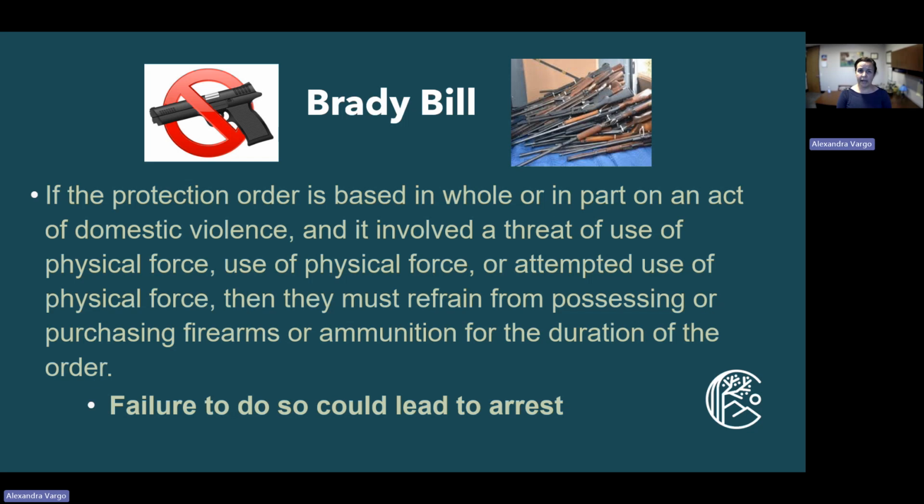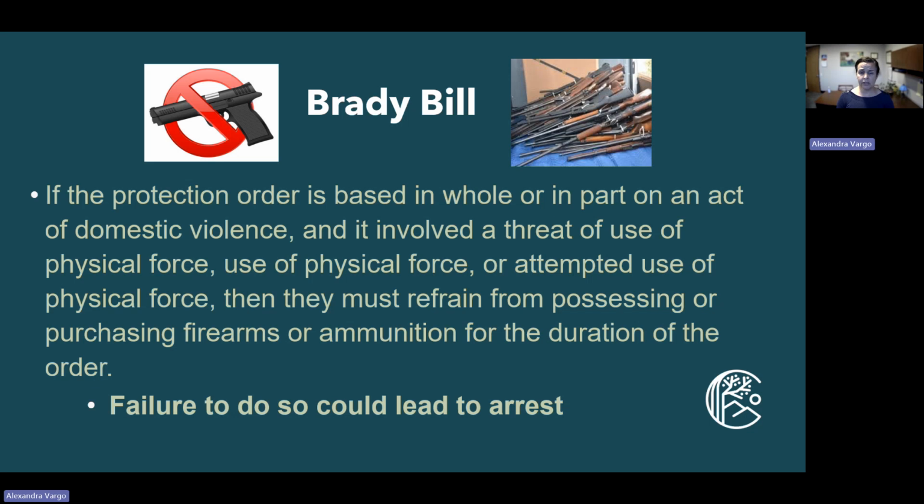The Brady Bill applies, which is related to guns. So if a protection order is based in whole or part on domestic violence and involved a threat of use of physical force or attempted use of physical force, they must refrain from possessing or purchasing firearms or ammo during the duration of the order. Failure to do so could lead to arrest, and this is enforced extremely strictly.